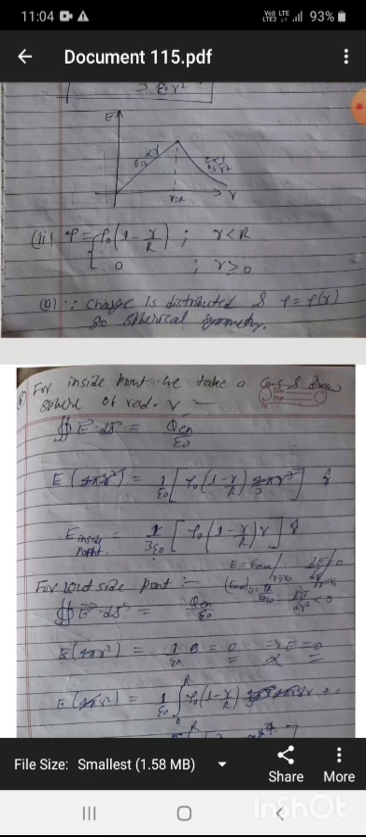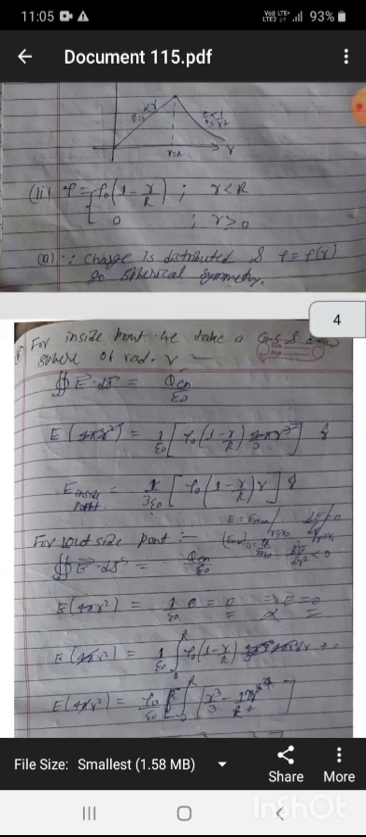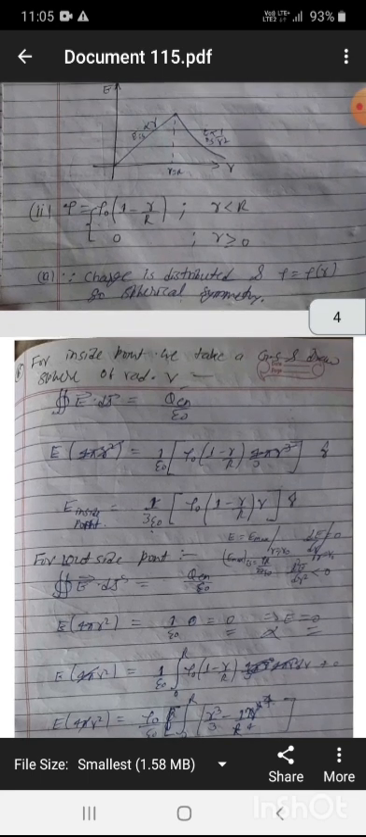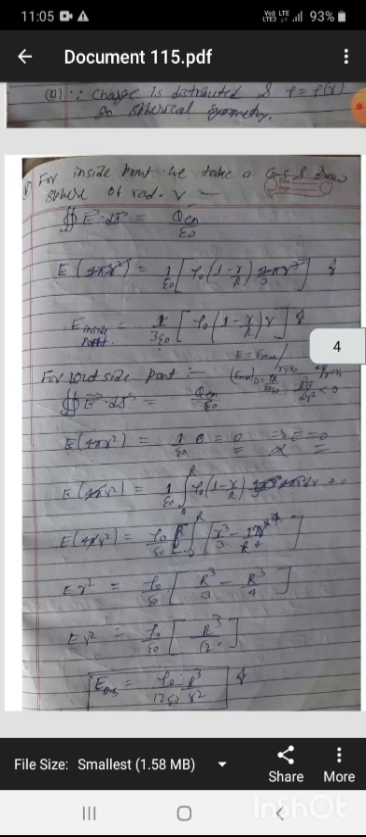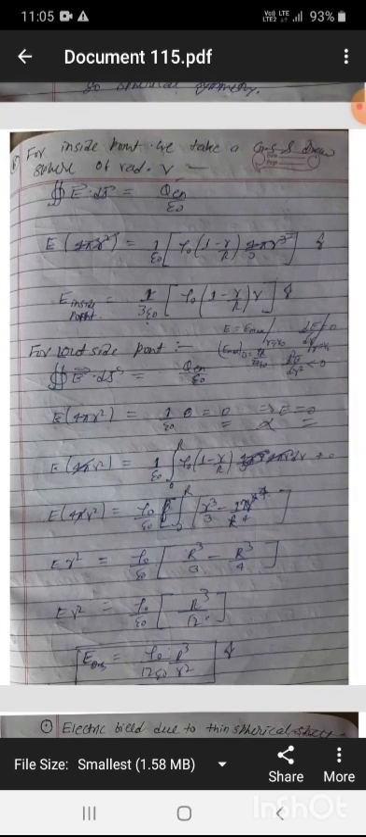So if you draw the graph E versus r for the electric field of a uniformly charged sphere, E is directly proportional to r for small r less than capital R, and this has maximum value at small r equal to capital R, and outside the sphere electric field is inversely proportional to r square, right? Now we use Gauss law to calculate electric field in other cases too.